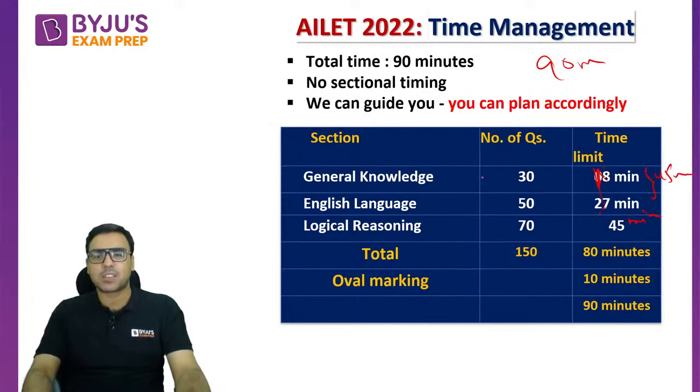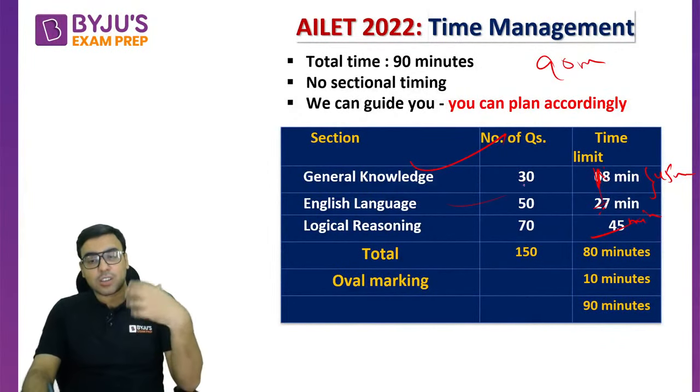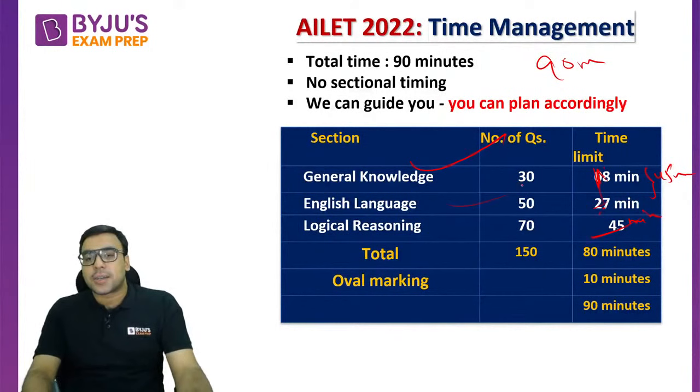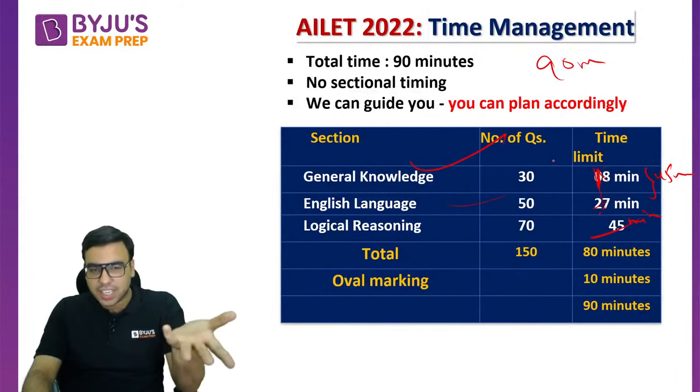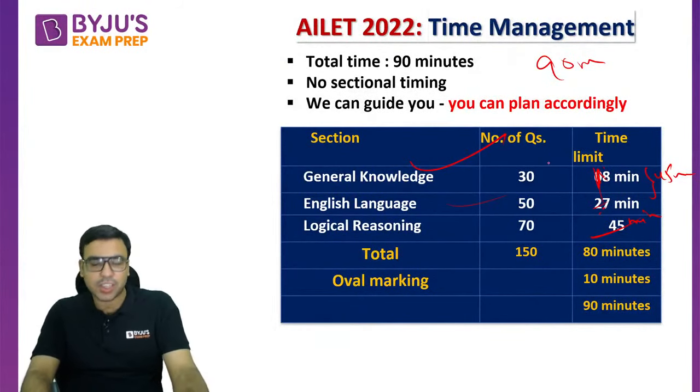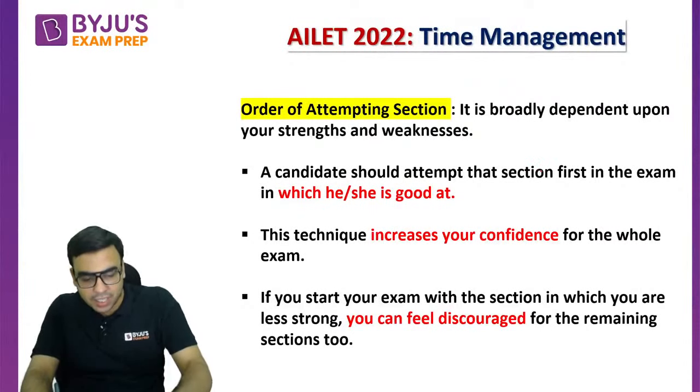Yes. So 18 minutes to GK, 27 minutes to English, and 45 minutes to logical reasoning. This is how you can try it, because if you attempt it in such a way, give less time to GK because it's very easy. It's straightforward. You do not have to think. If you know it, you can mark it very easily. That is what I'm telling you.